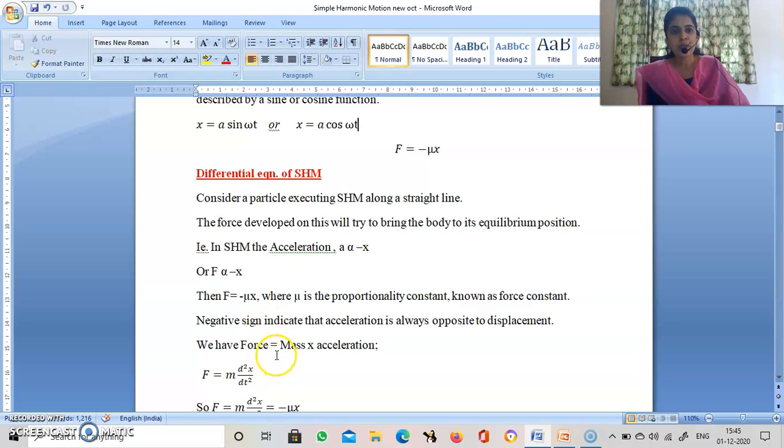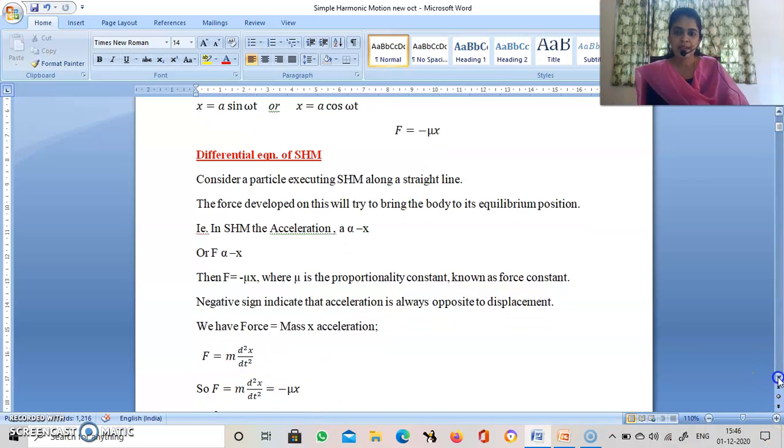Now, according to Newton's second law, force is equal to mass times acceleration. If we write the acceleration term in terms of displacement, we can write F equals m d square x by dt square. The rate of change of velocity is acceleration, and velocity we can write as dx by dt, the rate of change of displacement. So acceleration a is equal to d by dt of dv by dt, which is nothing but d square x by dt square.